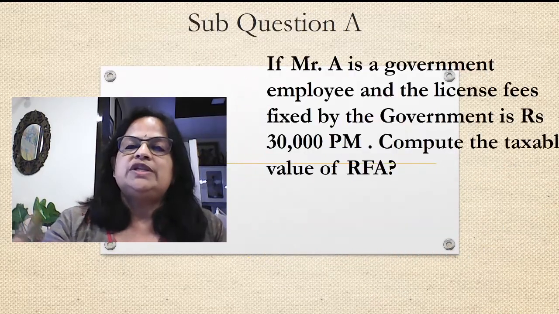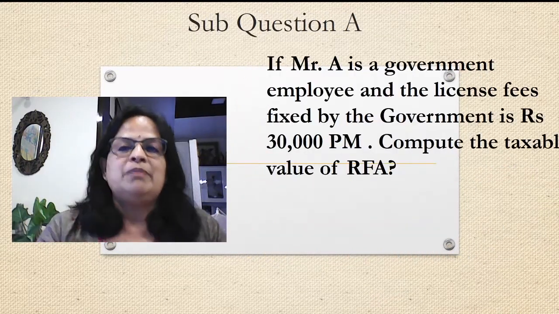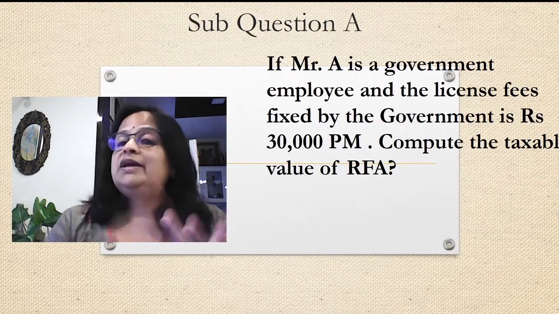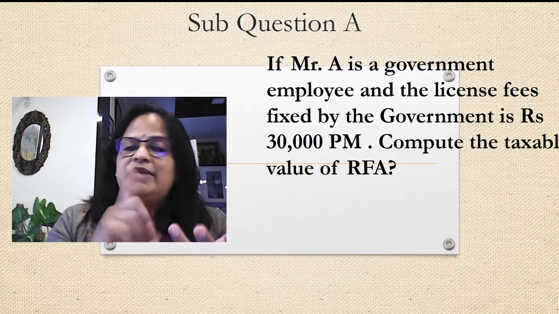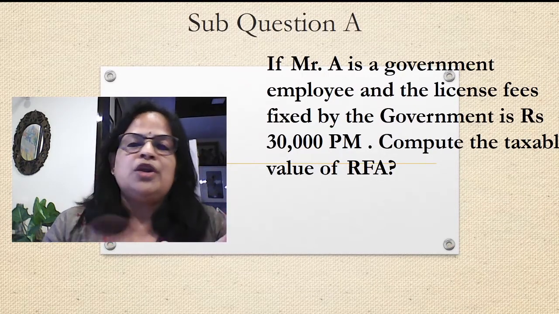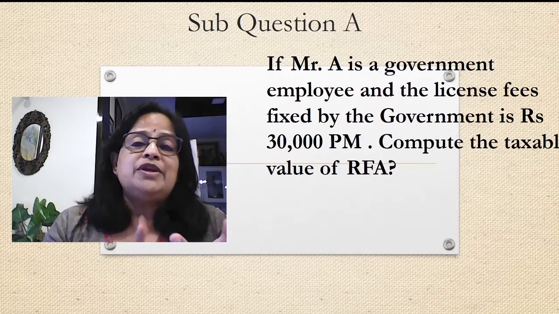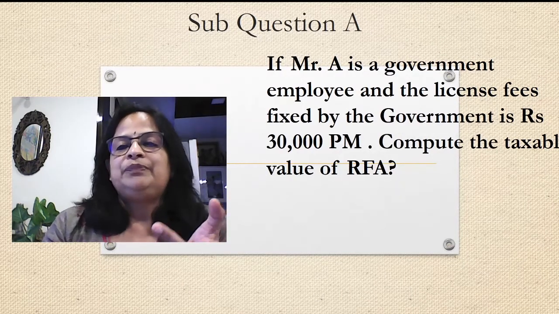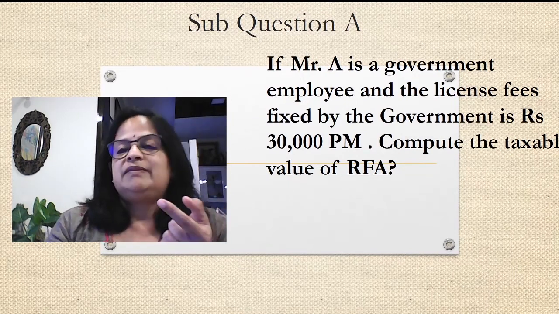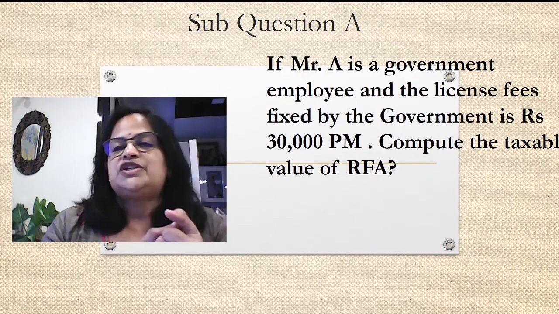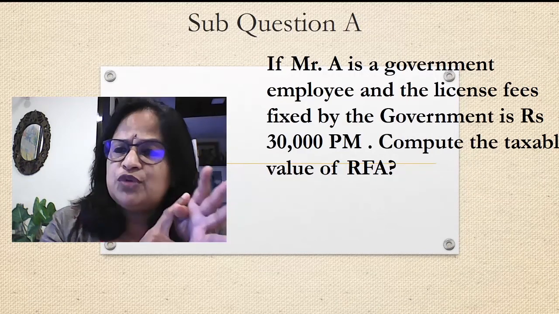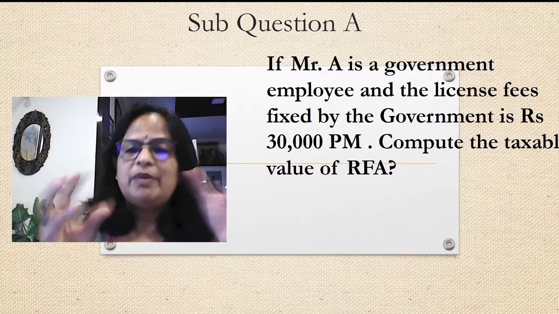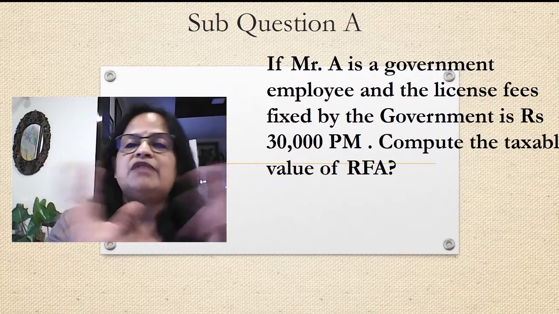Now first question is, Mr. A is a government employee. Read the question carefully while doing RFA, whether he is a government employee or a non-government employee. Second point is whether the house is owned by the employer or not owned by the employer. Third is population of the city. Then furnished or unfurnished. Then whether he is getting for full year or not. These are the informations you have to see when you are reading the RFA question.